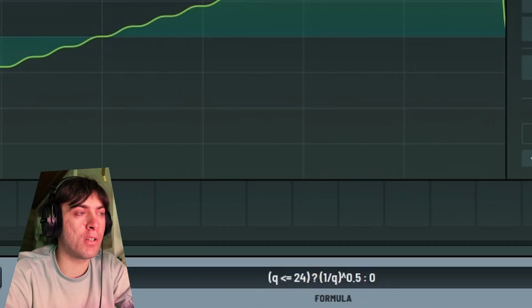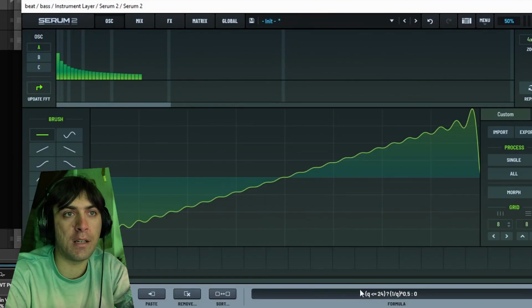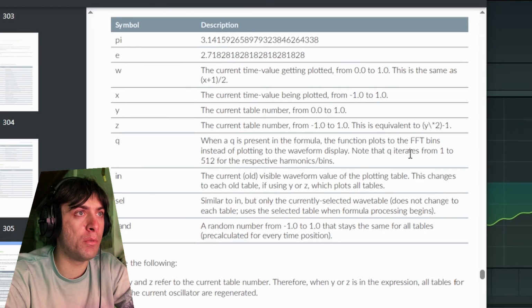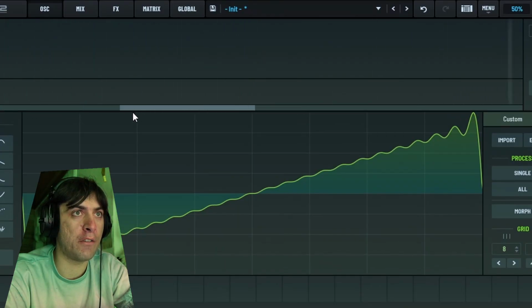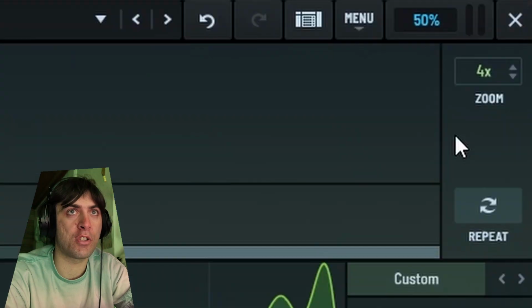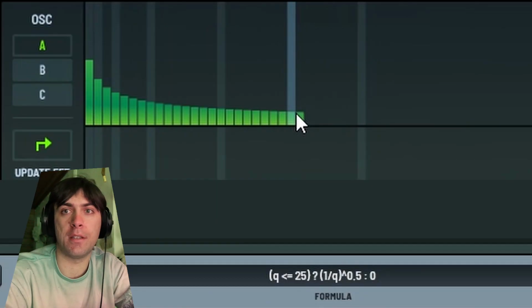But then we can ask, what does it even mean for Q to be below 24 or equal? And in order to find that out, you can read the manual. So when a Q is present in the formula, the function plots to the FFT bins instead of plotting to the waveform display. So that means that whatever you are describing down here is not describing the waveform, but the thing up here. Note that Q iterates from 1 to 512 for the respective harmonics bins, and that just means that you can only create 512 harmonics, because that is the amount of harmonics that is shown up here. As you can see, bin 512 is the last one. So let's play around with this a little bit. If I type 25, then we get another bin up here, as you can see.